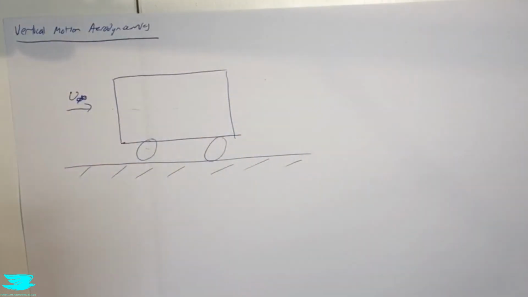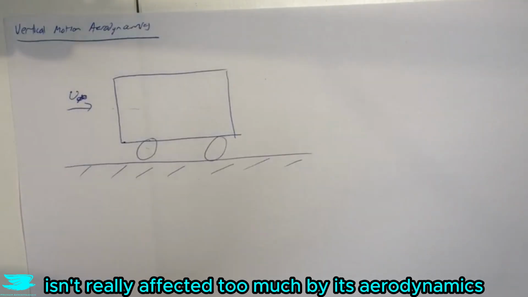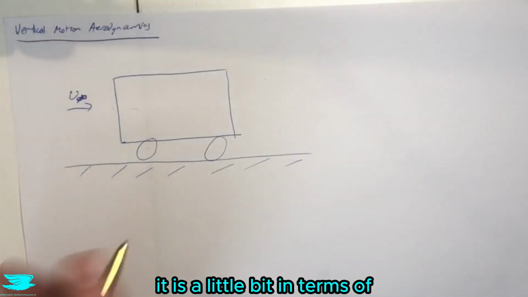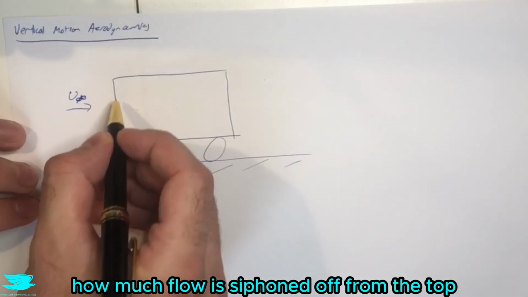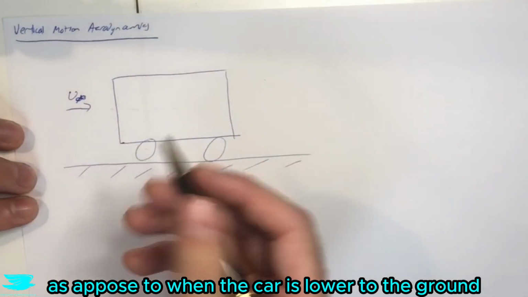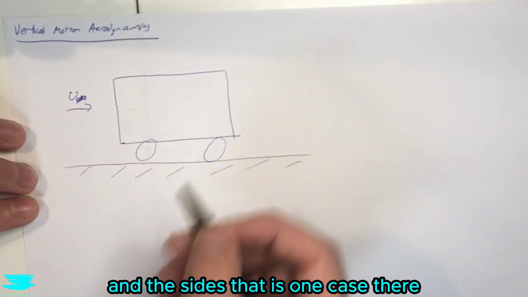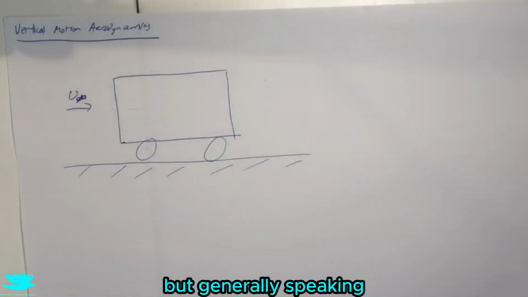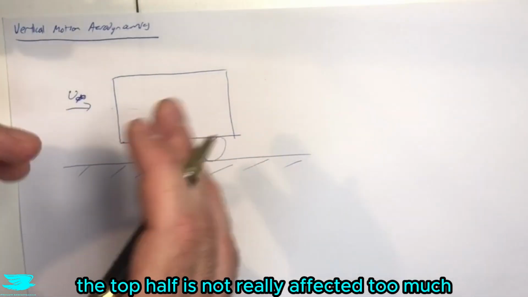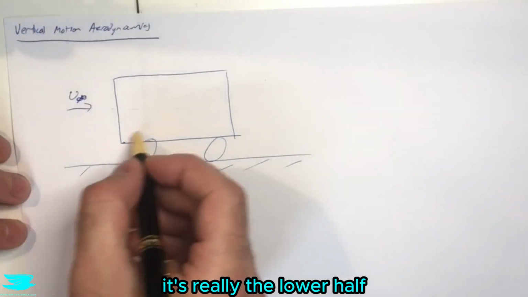So let's talk about first when the entire car moves up as one block, so the angle doesn't change. In this particular case, the top half of the car isn't really affected too much in its aerodynamics. It is a little bit in terms of how much flow is siphoned off from the top to go underneath, as opposed to when the car is lower to the ground, less flow can go underneath, so more flow that's hitting will go over the top and the sides. That is one case there, but generally speaking, the top half is not really affected too much when we change the entire car up and down together. It's really the lower part.